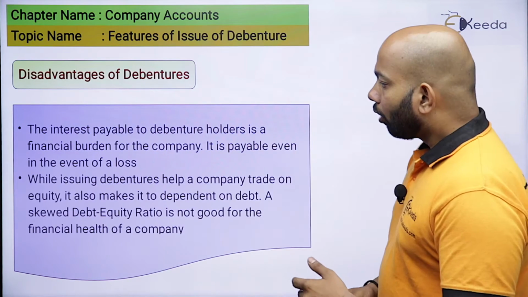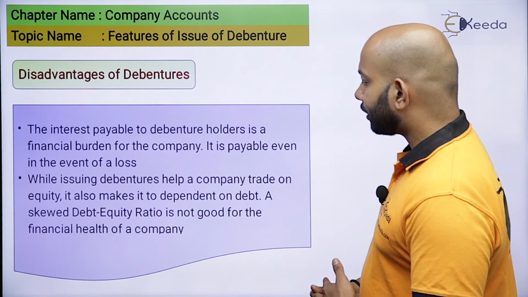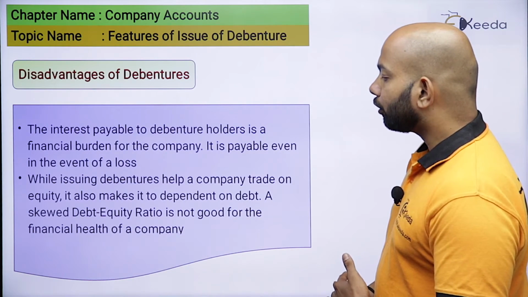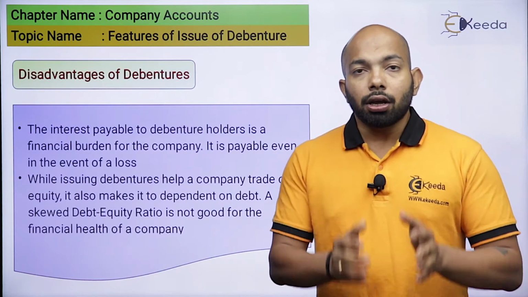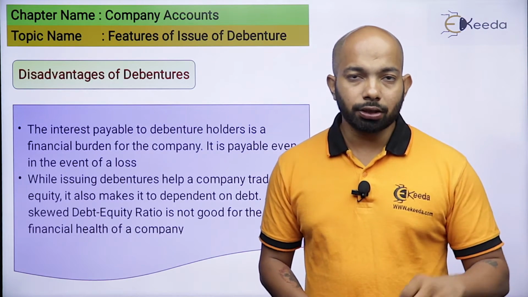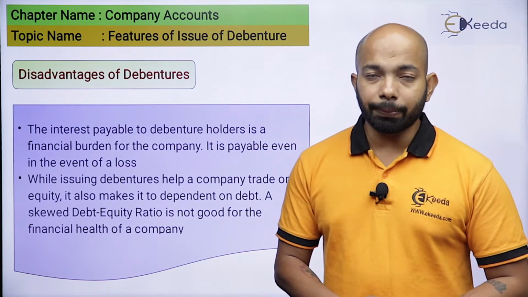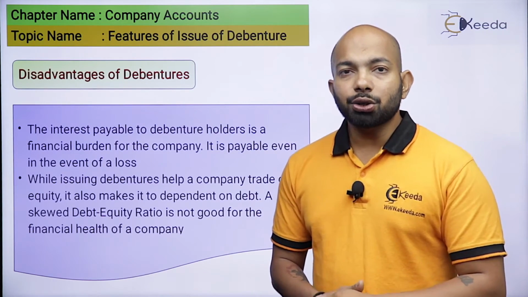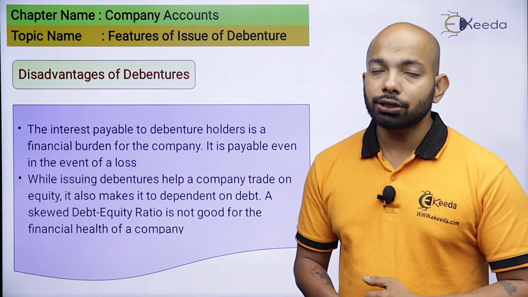Let's go to the next point. While issuing debentures helps a company trade on equity, it also makes it dependent on debt. A skewed debt equity ratio is not good for the financial health of the company. When we discuss debt holders, we understand that liabilities and assets should be in a 1:2 ratio. That means if you have one liability, you need to have two assets against it. But if you only deal with debentures, you become a debt-ridden company, and a skewed debt equity ratio is not good for any company's financial standards. So you need to make sure this situation does not arise.